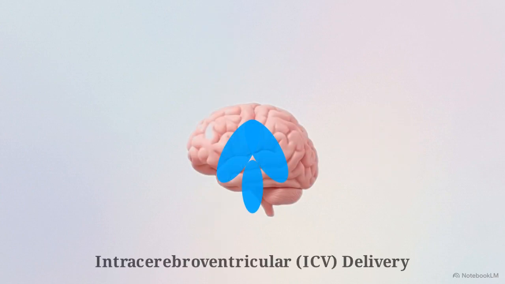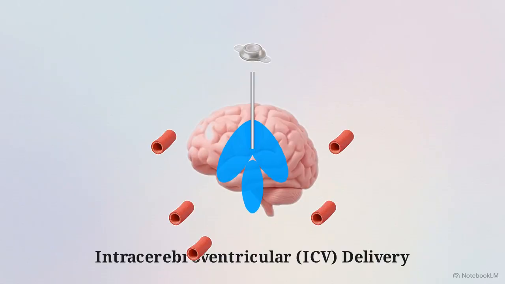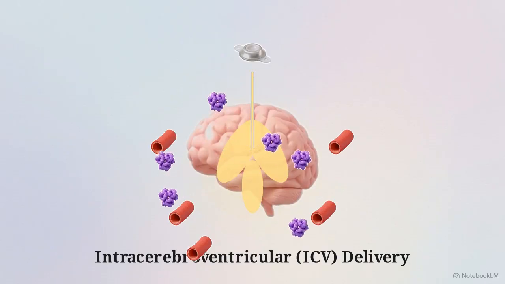For CLN2 Batten disease, this schematic shows an intracerebroventricular, or ICV, delivery system. A surgically implanted catheter port bypasses the vascular network entirely. It allows the physician to infuse the synthetic enzyme directly into the cerebrospinal fluid within the ventricles of the brain.